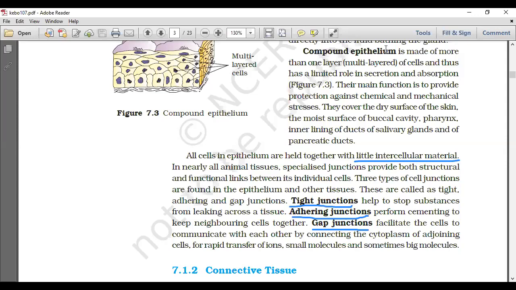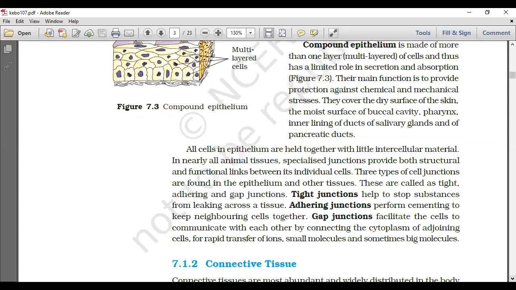So, the functions of the three junctions: to help stop substances from leaking across a tissue is the tight junction. Adhering junctions perform cementing to keep neighboring cells together. The gap junction facilitates the cells to communicate with each other by connecting the cytoplasm of adjoining cells for rapid transfer of ions, small molecules, and sometimes big molecules. So this is all about epithelial tissue.